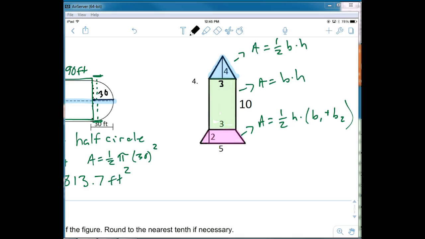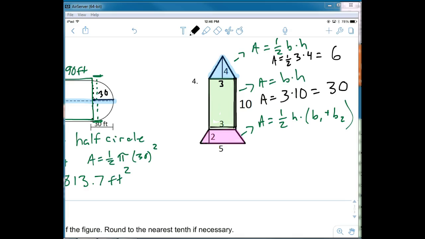So for the area of my triangle, it's going to equal 1/2 base, 3, times 4. 3 times 4 is 12. Half of 12 is 6. My rectangle, that base again is 3. My height is up 10. So 3 times 10, that will give us 30 right there.